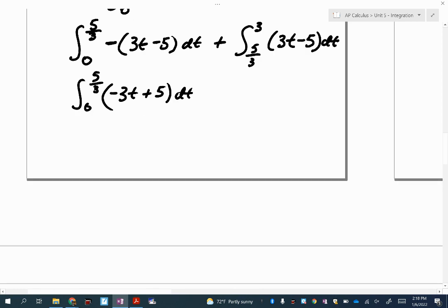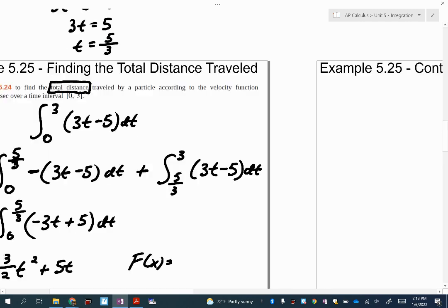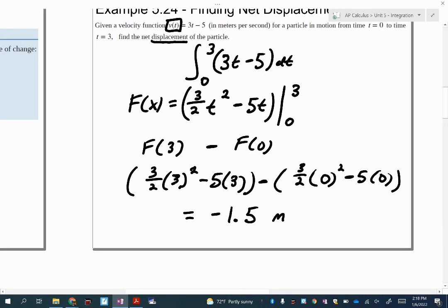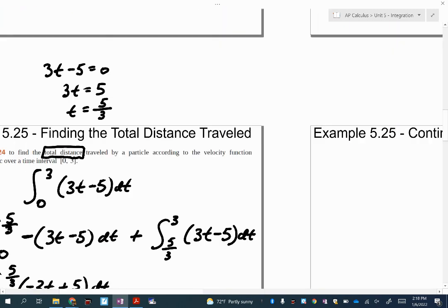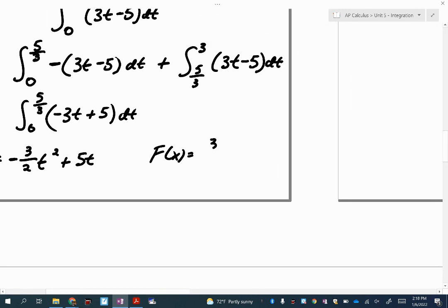So that antiderivative is going to give me t squared. When I take the derivative of t squared, I get 2t, but I want negative 3, so I'm going to put negative 3/2 in front, plus 5t. So that's my first antiderivative. And my other antiderivative, from this one up here, is the same one I used before: the antiderivative of 3t minus 5 was 3/2 t squared minus 5t. So 3/2 t squared minus 5t.